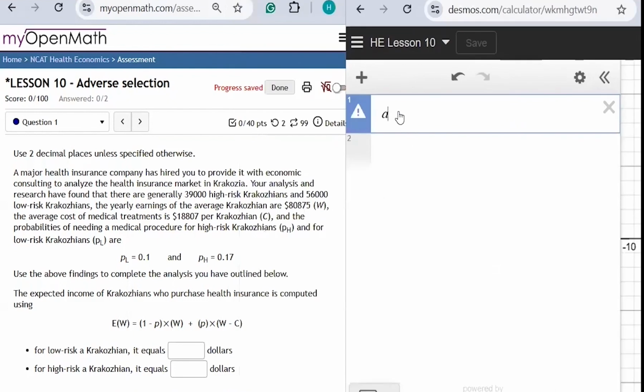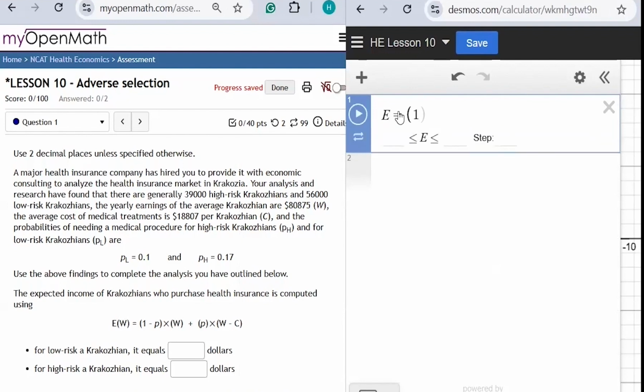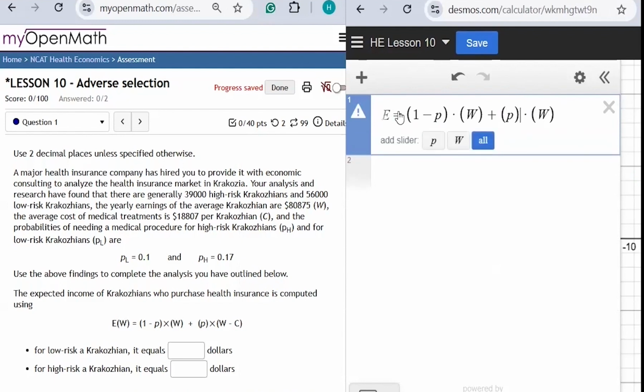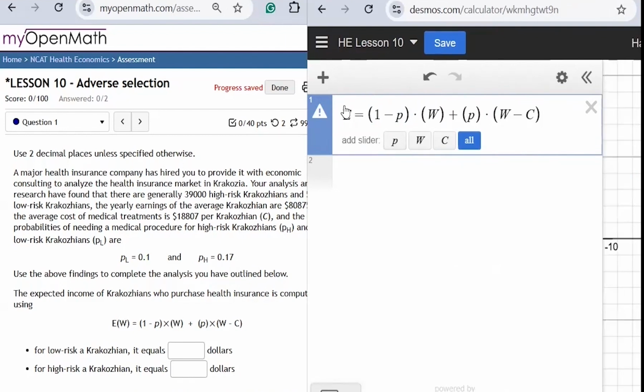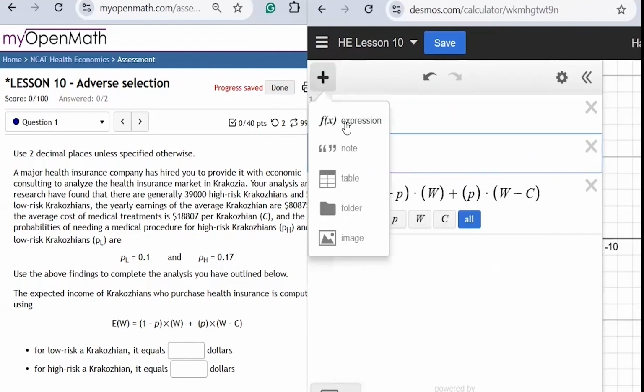Okay, so what I'm going to do is I'm going to type expected. I'm going to leave out the W because if I write EW, Desmos is thinking that I'm multiplying E times W. So I'm going to leave it as E. And then I'm going to write 1 minus P times capital W plus P times W minus C. I've written out this equation. Now what I'm going to do is I'm going to move this down, add some rows.